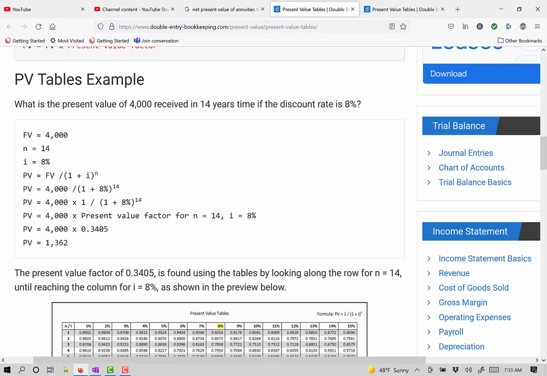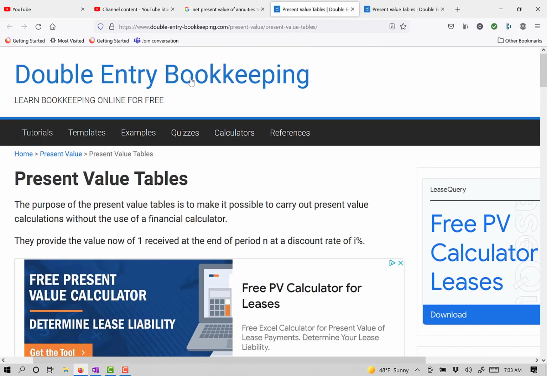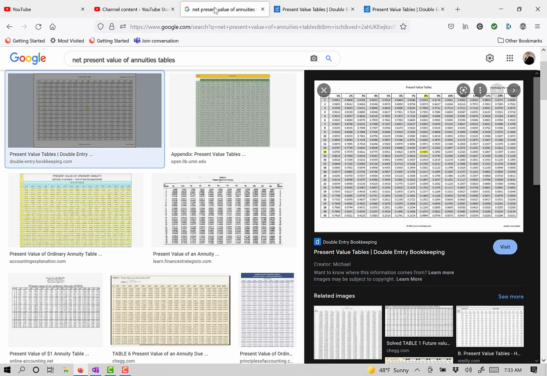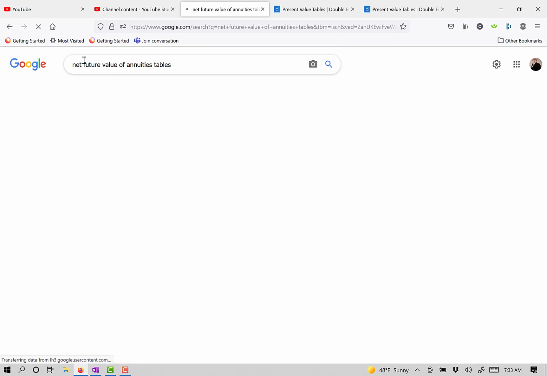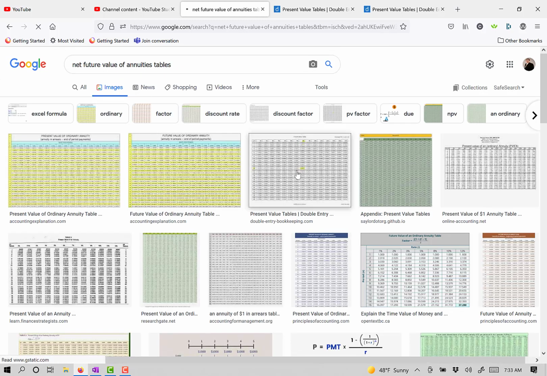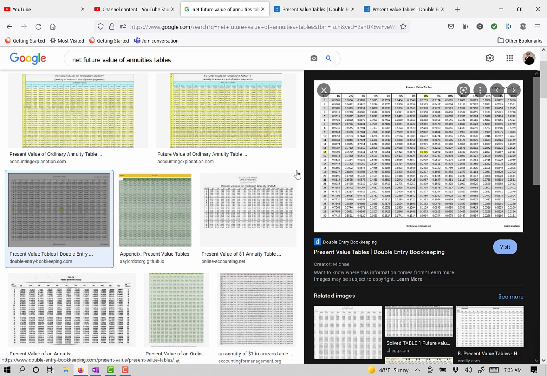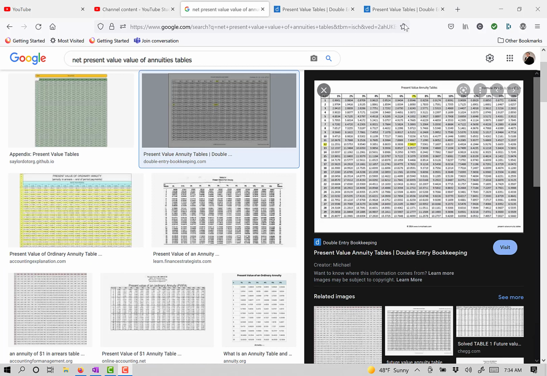Oops, I got the wrong table here, I think. Hang on a sec. Net present value, net future value, I'm sorry. That'll be one to keep an eye out for. Okay. I grabbed the wrong table again.